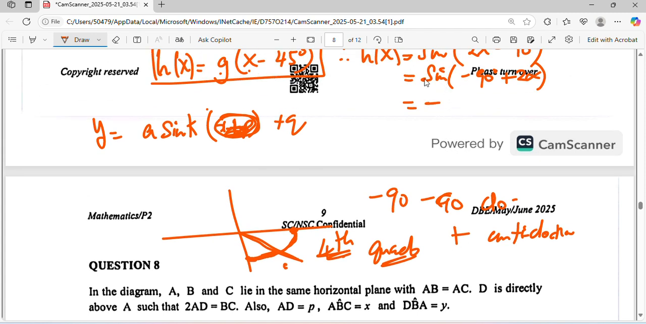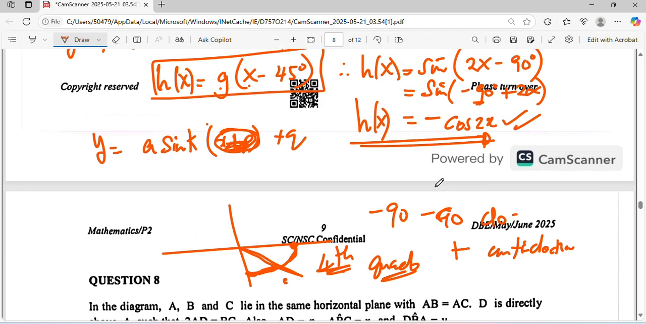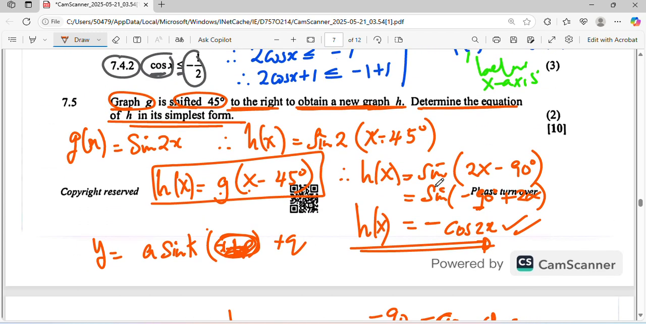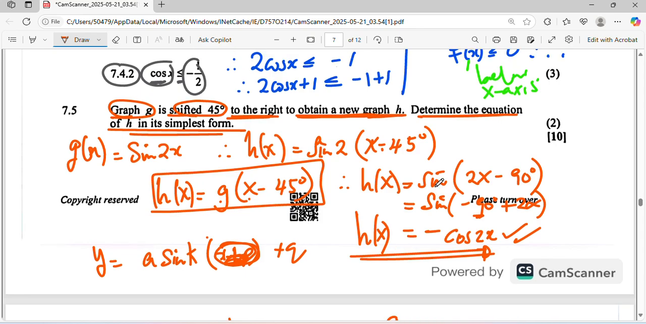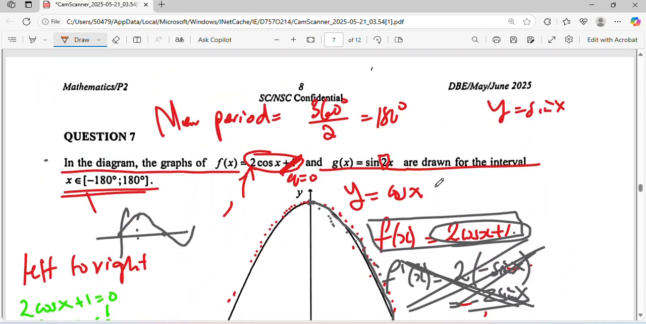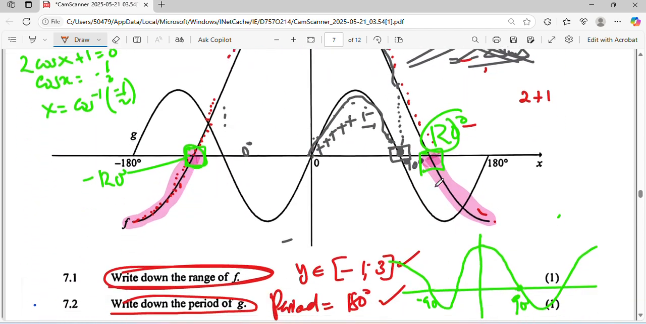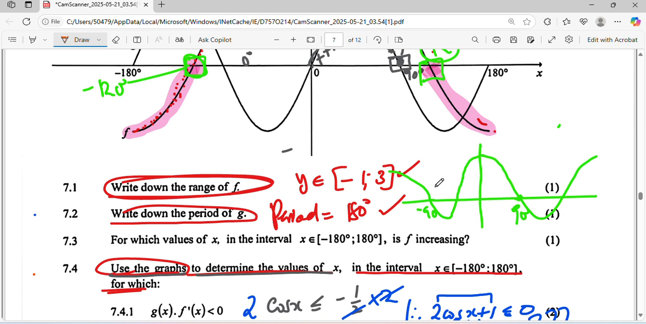But because we have a 90, it's going to change to be cos 2x. So this is h of x. It's minus cos 2x because they said do it in simplest form. So the new equation of h of x is negative cos 2x. Now, I know most of you view trig functions as difficult, but if you understand your basics and how to interpret them, you can actually make it in trigonometric functions.